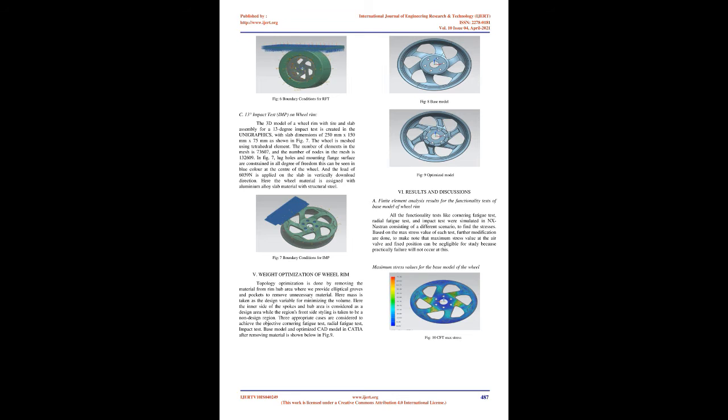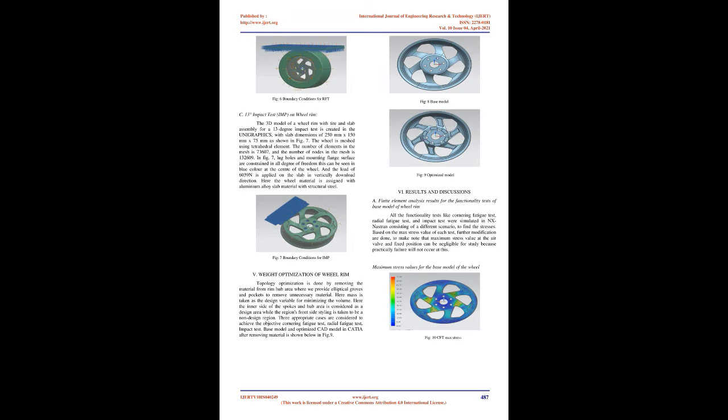A. Cornering fatigue test, CFT, on wheel rim. The 3D model of a wheel rim with the shaft is created in Unigraphics, and is used to perform the cornering fatigue test. The wheel rim is meshed using a tetrahedral element with a mesh size of 0.2 mm. The number of elements in the mesh is 53,480, and the number of nodes in the mesh is 98,343, as shown in Fig.